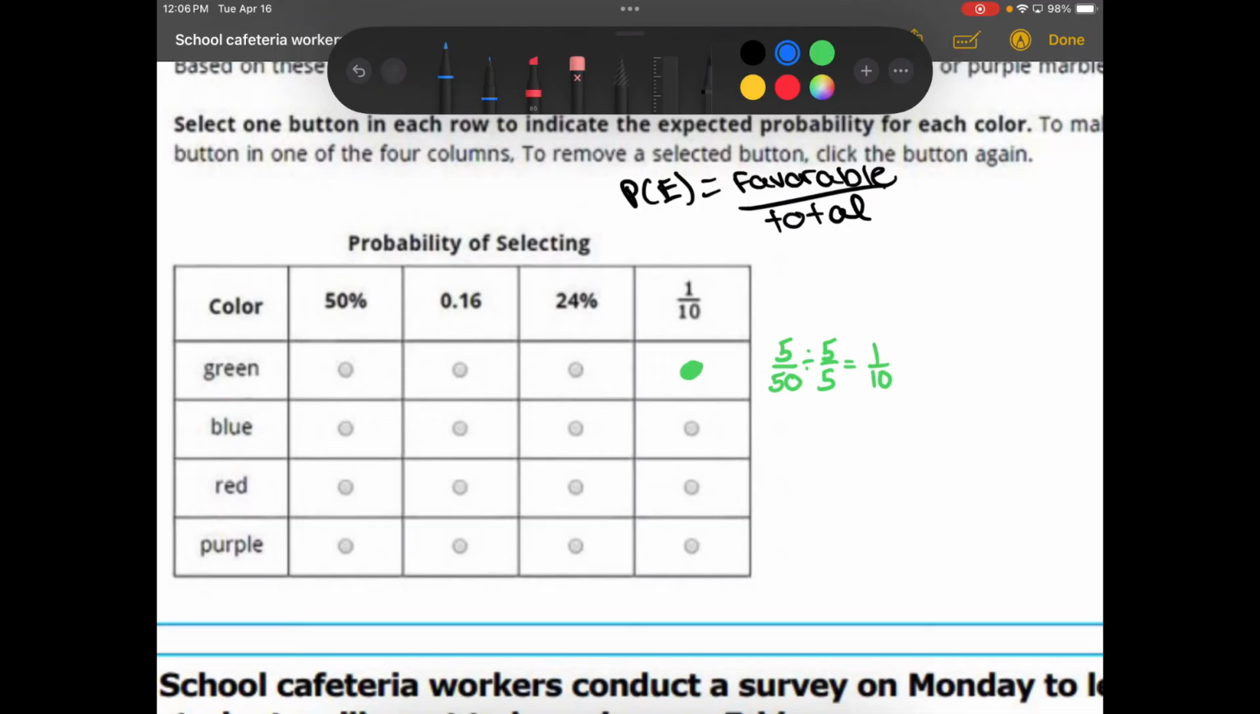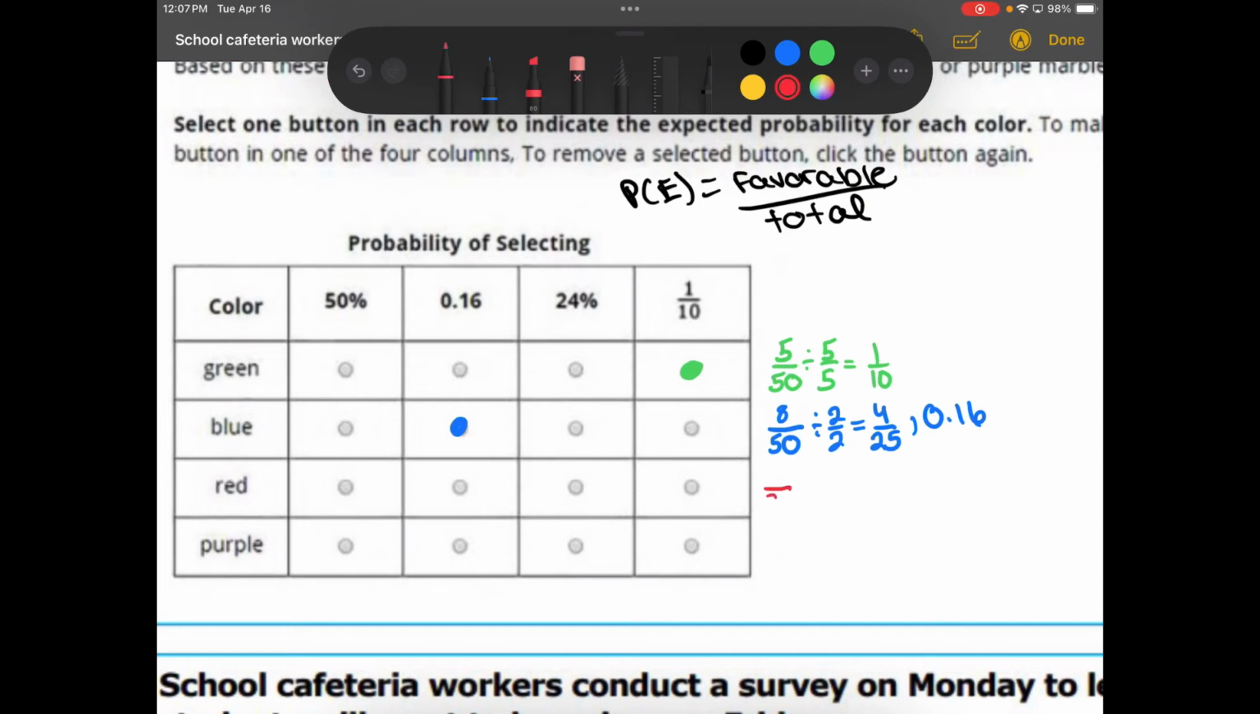Now we're going to go to blue. Again, our total is still 50. But how many blue did he get? 8. We are going to simplify. I'm going to divide top and bottom by 2. You can use your calculator if you'd like. Either way, we're going to get 4/25. Does anybody see 4/25 up here? No. You need to convert 4/25 to a decimal. What is 4/25 as a decimal? 0.16. Now, is 0.16 up here? Yes. So we're going to color it in.